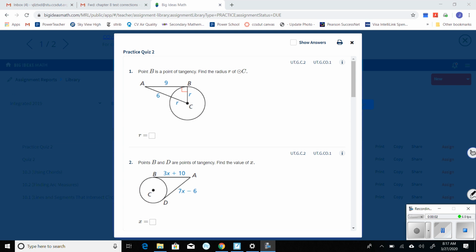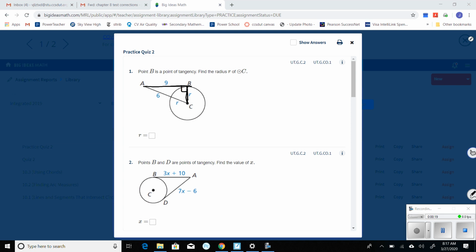Okay, I thought I'd run through just a few questions from the practice quiz. So this says point B is a point of tangency, find the radius. So it wants me to find out what r is equal to. So remember, if this is a point of tangency, that means that's a tangent line. That means it's a right angle, so we've got a right triangle here.